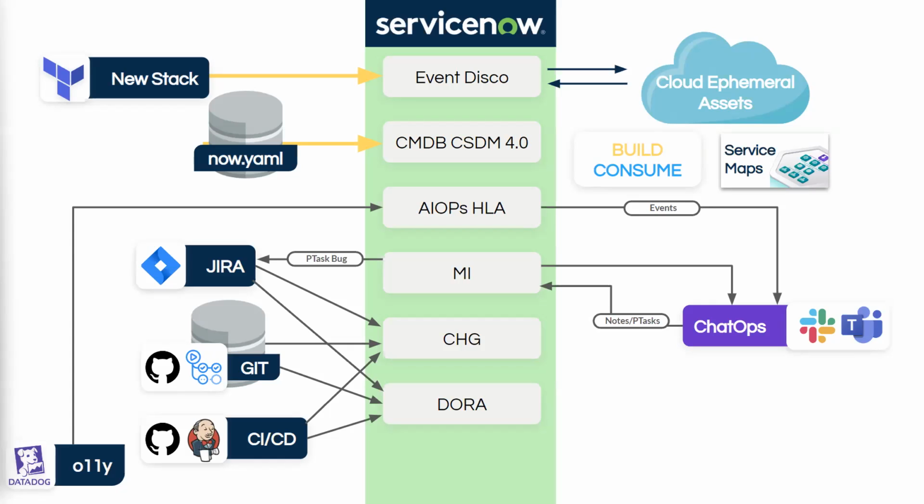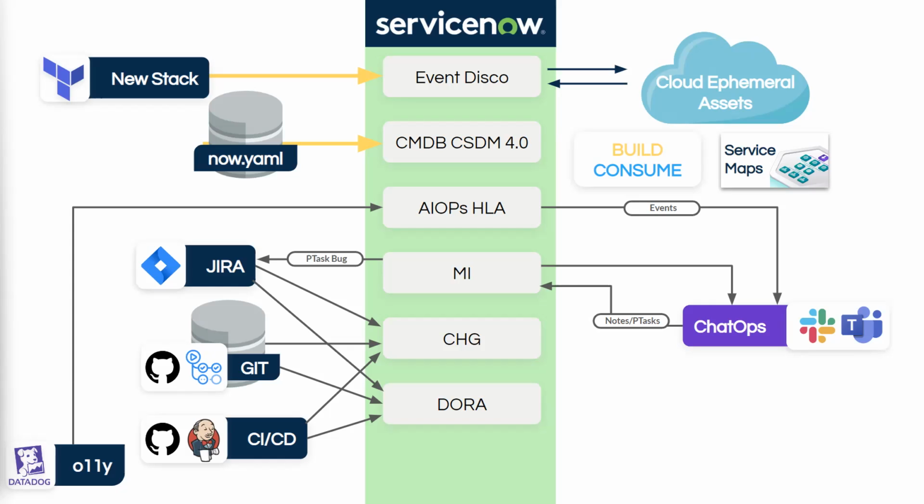Here, Terraform also creates a shell CI, or a placeholder in the CMDB, to create visibility at the earliest possible moment. Once deployed, an event associated to the new deployment of infrastructure triggers a targeted discovery by ServiceNow, creating new cloud assets and updating that shell CI, including all relevant relationships for these CIs and between these CIs.